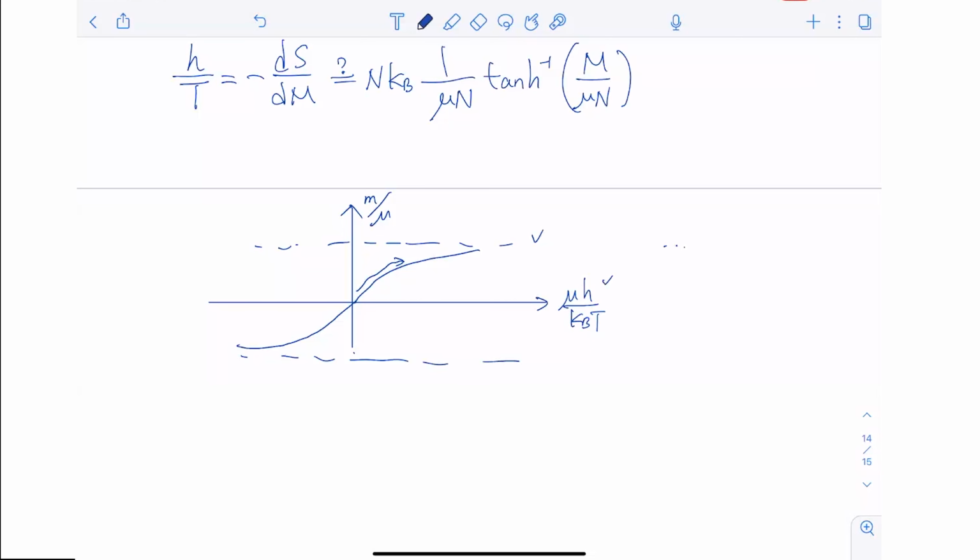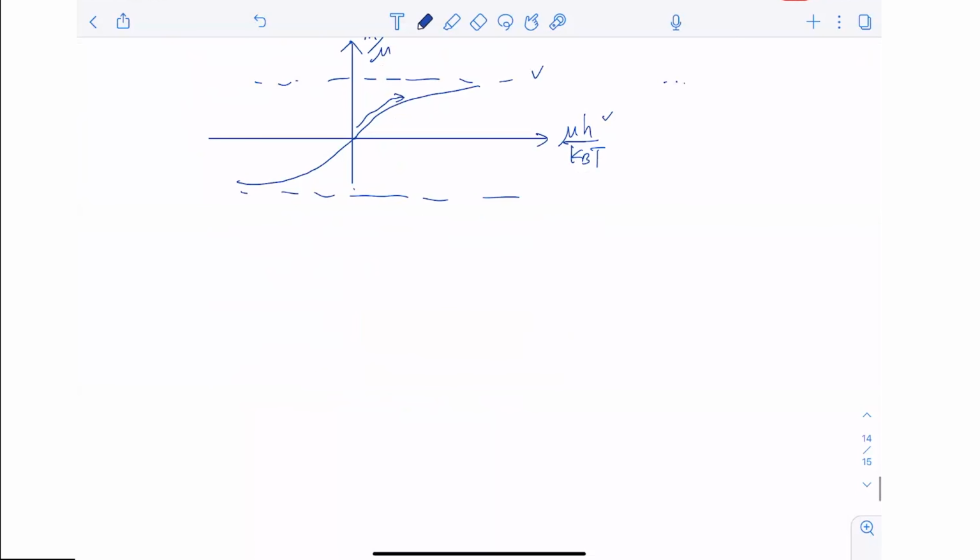So let's see. I think there's a misorder of notes, so that's why I'm confused.